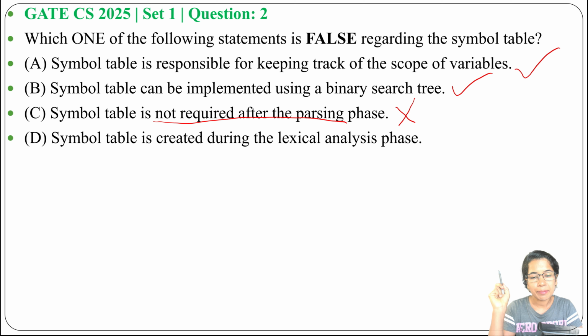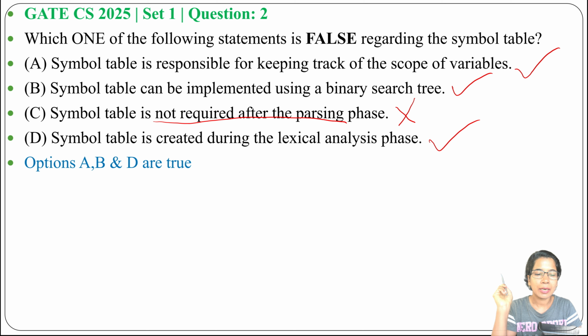Next option D, symbol table is created during the lexical analysis phase. Yes, this is true. Symbol table is created in the first phase. First phase is the lexical analysis phase. So we found option A, option B and option D are true, while option C is false.